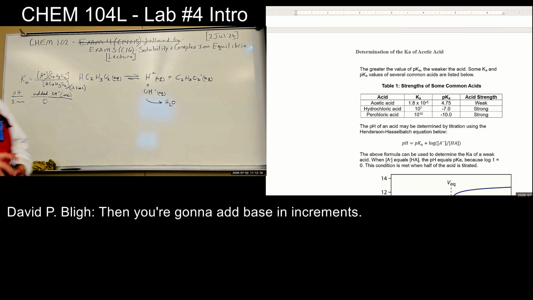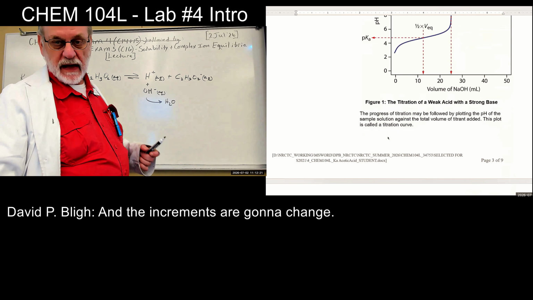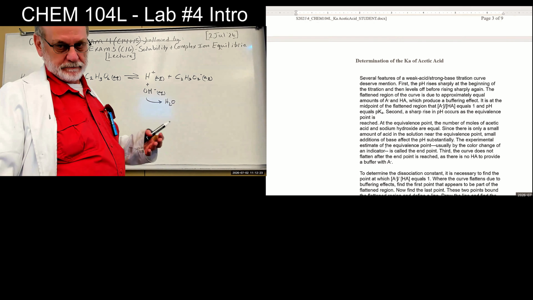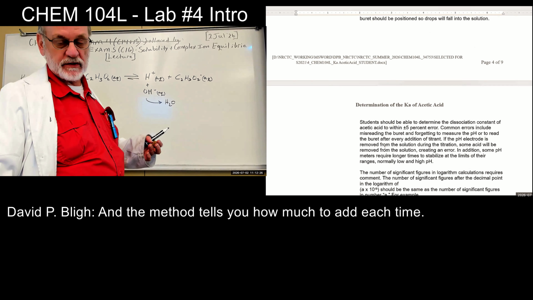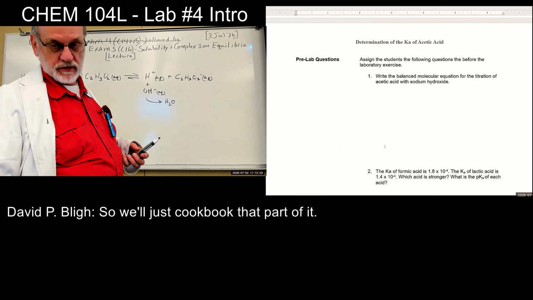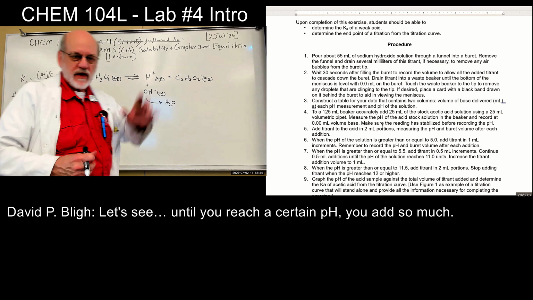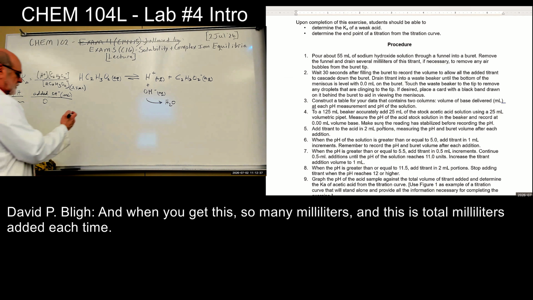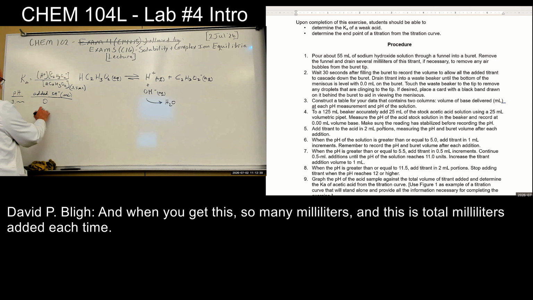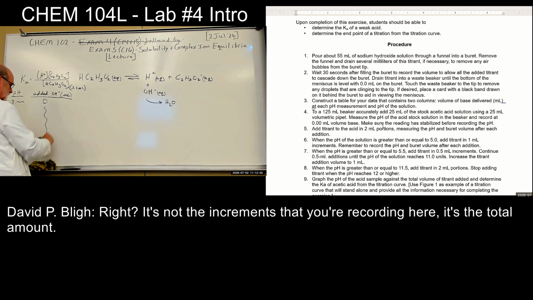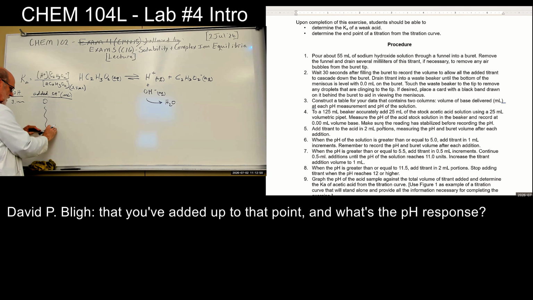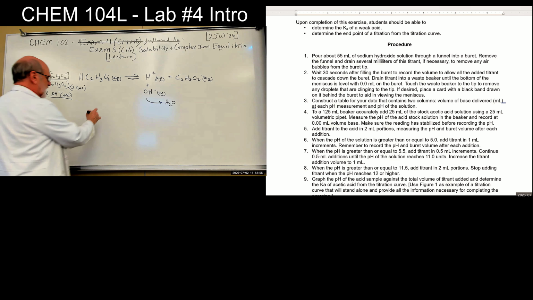Then you're going to add base in increments, and the increments are going to change. The method tells you how much to add each time, so we'll just cookbook that part of it. Until you reach a certain pH, you add so much. And this is the total milliliters added each time, right? It's not the increments that you're recording here. It's the total amount that you've added up to that point. And what's the pH response?